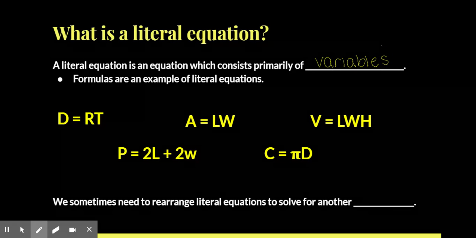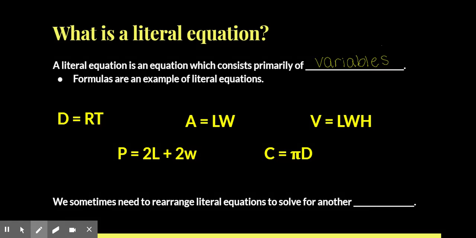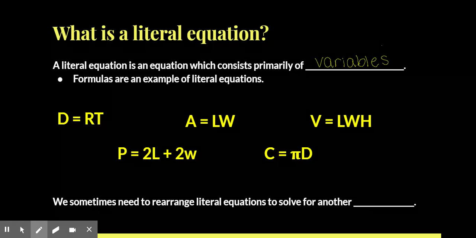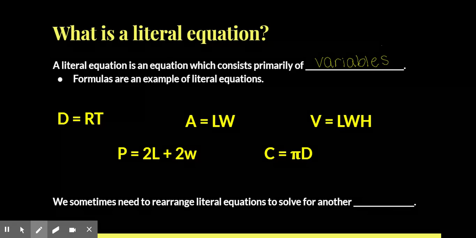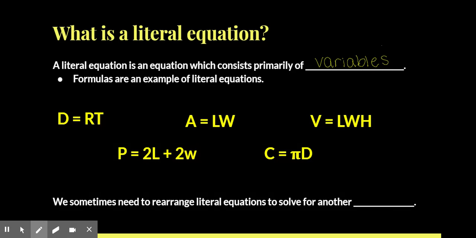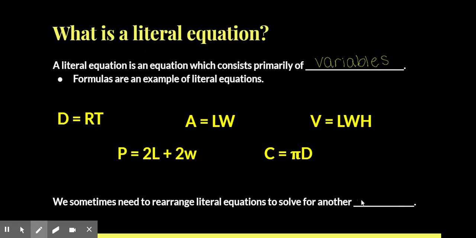We said that formulas are a great example of literal equations. Here's 5 examples for you. For the most part, each equation is made up of variables, but you can have numbers involved. It's just that there's more than one variable in the actual equation. Depending on what kind of information you're given, you may want to leave the equation as is, or you may want to rearrange it. If you rearrange it, the goal is to solve for another variable.